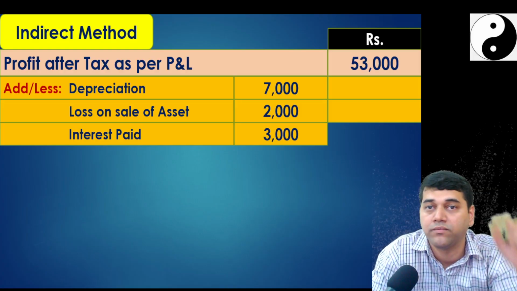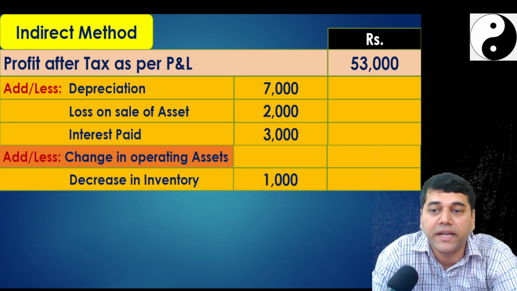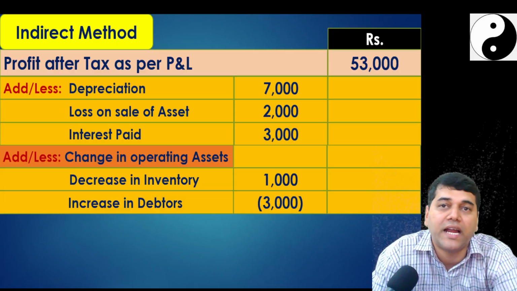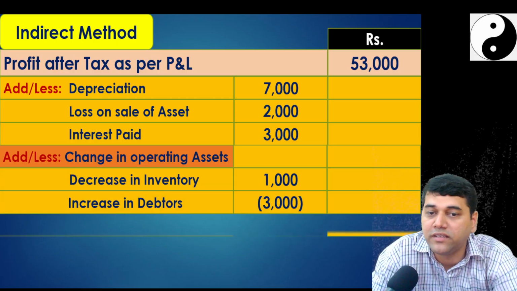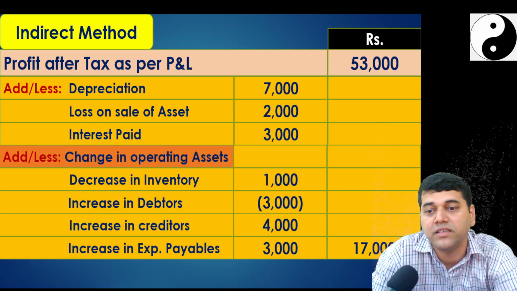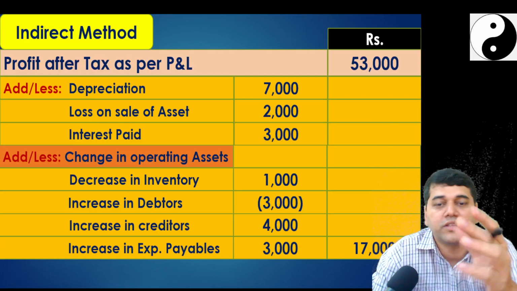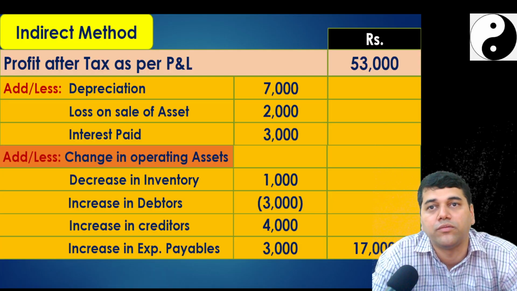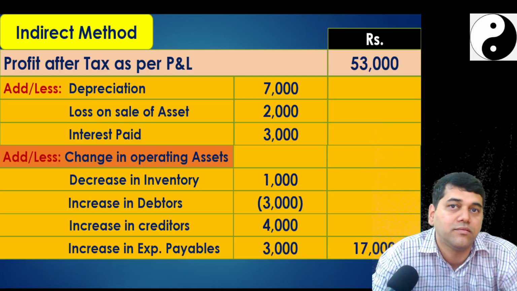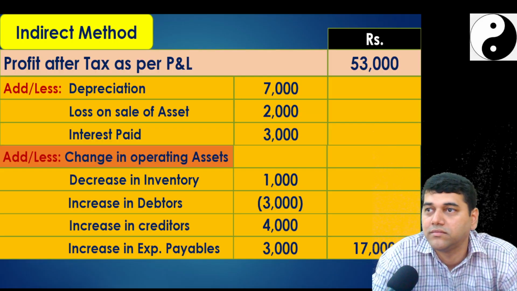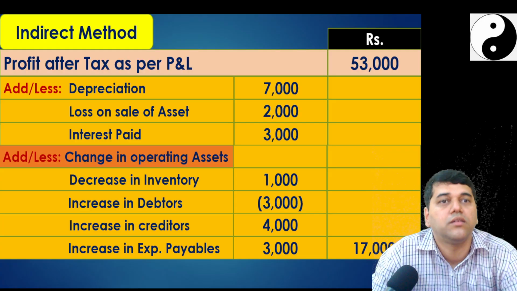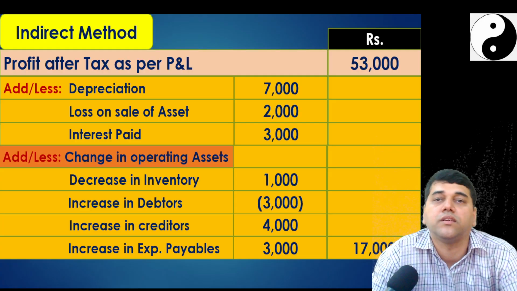Change in the operating assets, decrease in inventory, did you add? Increase in debtors, increase in creditors, increase in the expense payables. That's it. Because other than this, you don't have any other working capital, no. Any mistakes here? Anybody? Can I proceed further? Yes.